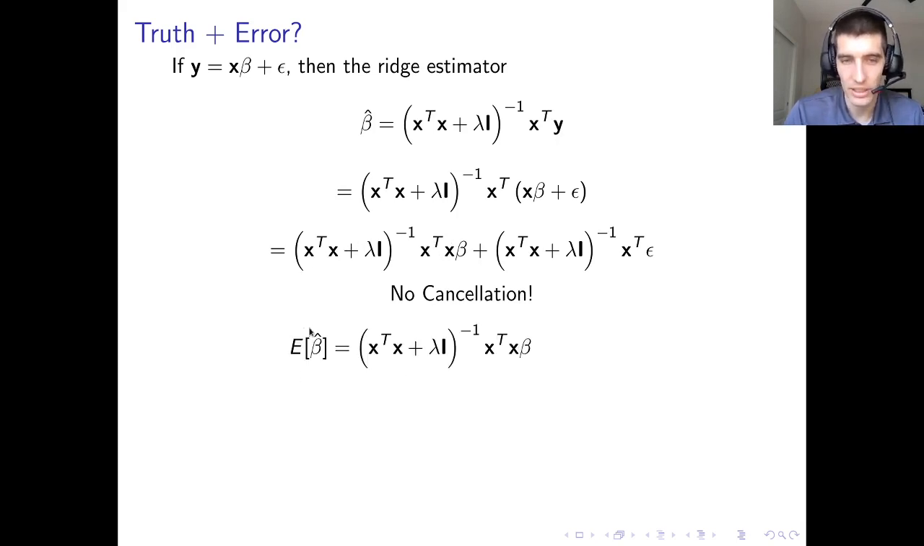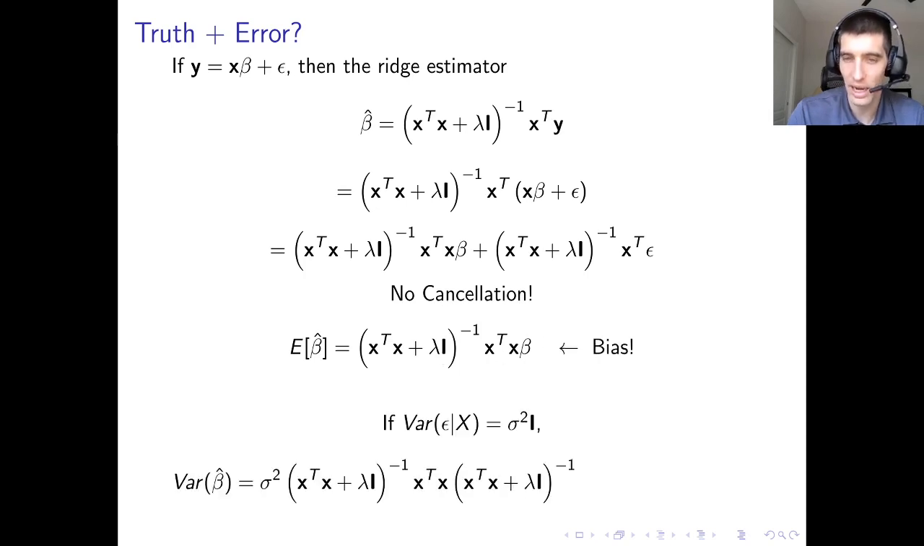The expectation of beta hat, from this expression, we can just apply expectation to both sides. This term will become 0 if epsilon satisfies the first of the multiple linear regression assumptions, and we just get that the expectation of beta hat is equal to this. This is not equal to beta unless lambda is equal to 0. So here we see the bias.